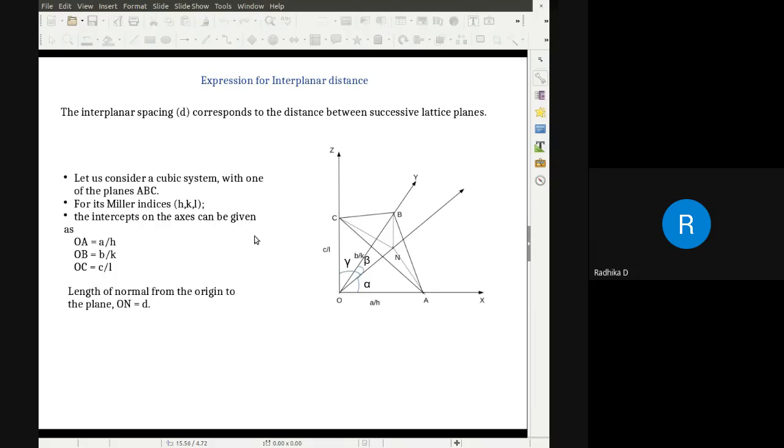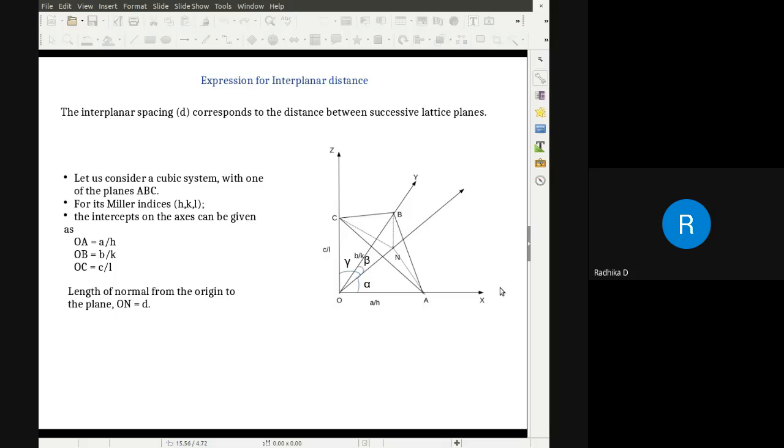And these distances, we told in the previous slide, if this plane ABC has Miller indices HKL, then the intercepts are A by H, B by K, and C by L. We just saw it in the previous slide, right? Before, I showed you the planes. A by H, B by K, C by L.